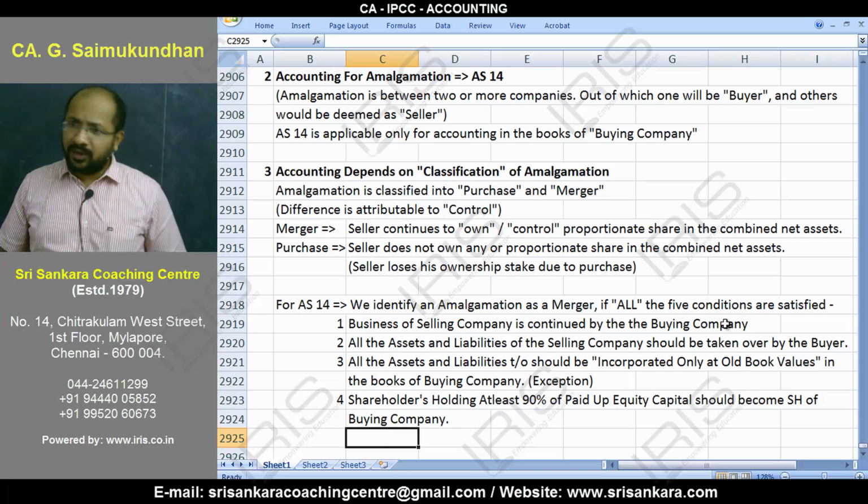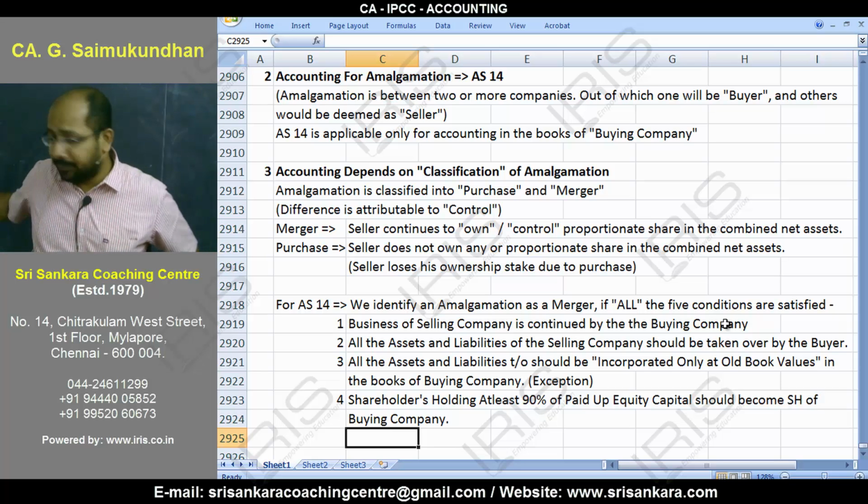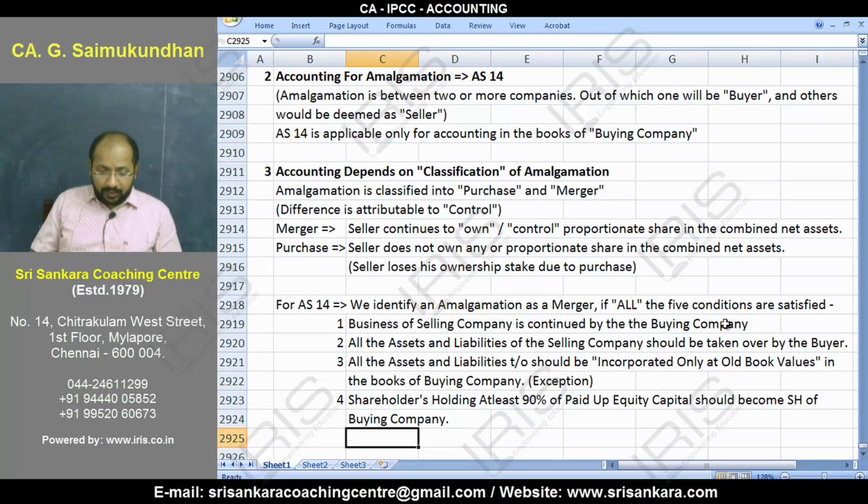So watch out for this particular point at a later point in time as well. This is your critical point. So the idea being, supposing the selling company has got say 100 crore rupees worth of equity share capital, of that people who are holding at least 90 crore should become shareholders of buying company. We will see how exactly these ideas will happen shortly.